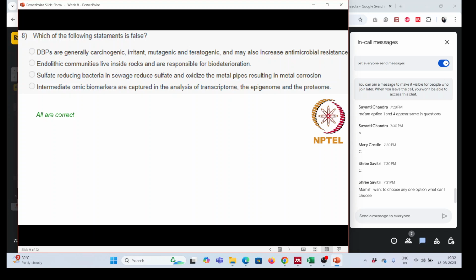This question came in the 2023 assignment. A similar thing happened: when students complained and we also analyzed, then we gave marks to all of them. Because they will ask you to choose one, then you have to choose one. You choose one, but eventually you will get marks.